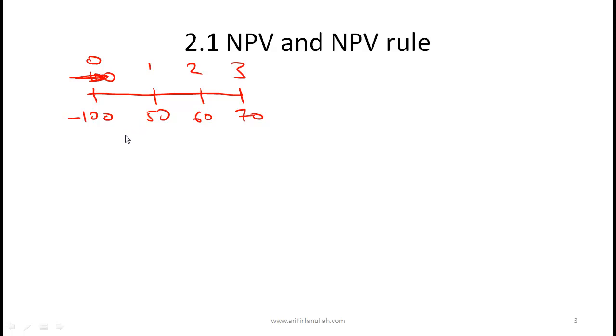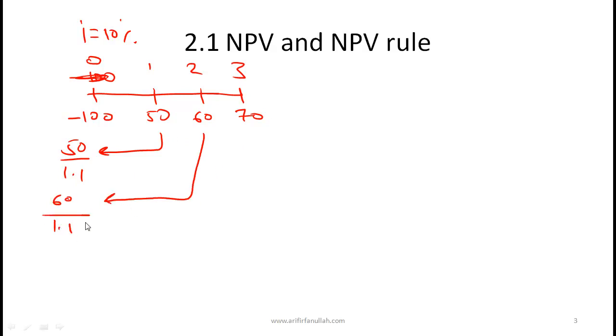So what is the NPV of this project? The NPV is simply the present value of all these 4 cash flows. What's the present value of minus 100? That is minus 100. What's the present value of 50? To know the present value, you need to know what interest rate you are using. So let's assume the interest rate is 10%. The present value of 50 is 50 upon 1.1. The present value of 60 is 60 upon 1.1 squared, and the present value of 70 is 70 divided by 1.1 cubed.